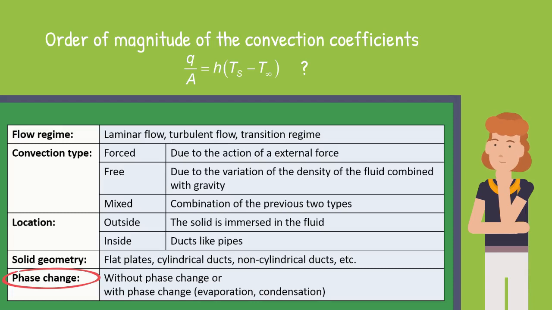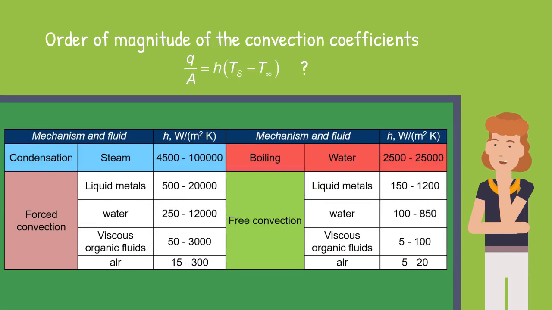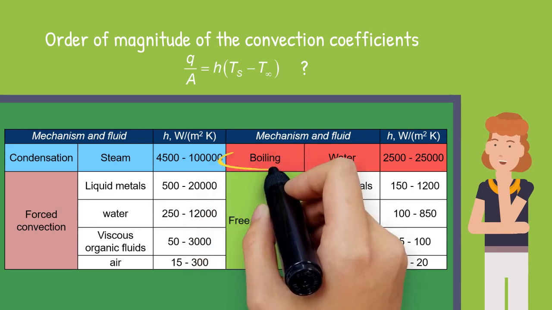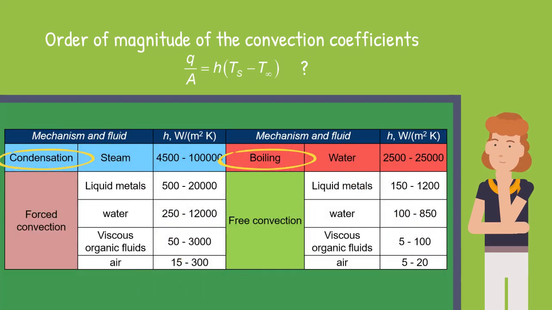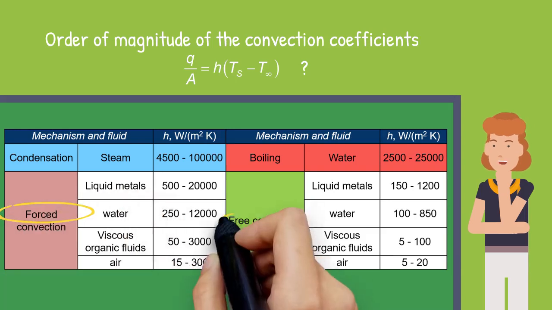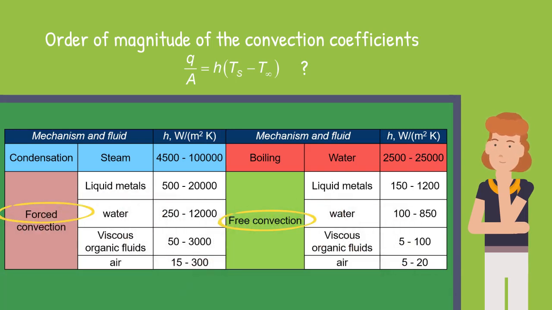You can see in this table typical values of the convection coefficient according to the type of flow and type of fluid. It is observed that the convection coefficient is higher when there is a phase change, as in boiling and condensation. Without phase change, the coefficient is higher for forced convection than for free convection. This is a clue to the dependence of heat flux on the velocity of the fluid at the surface of a solid.